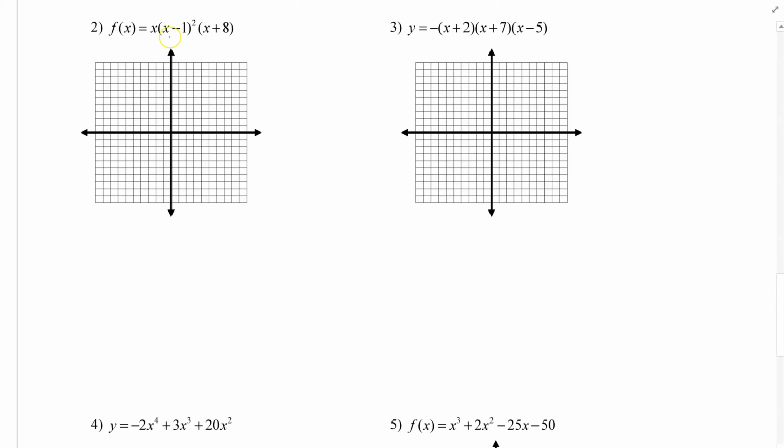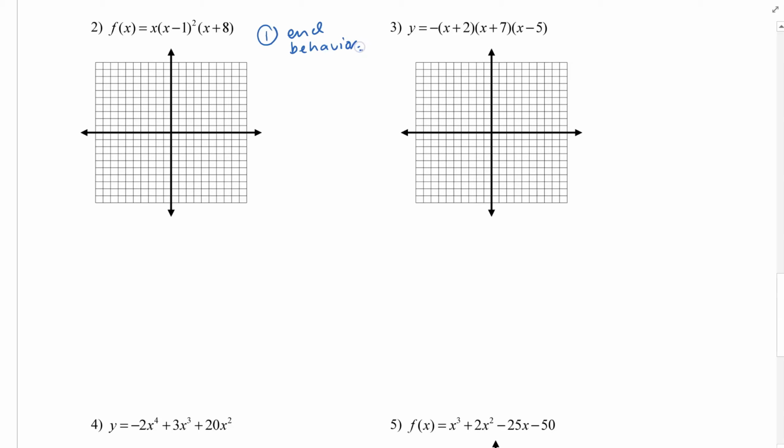Moving on to example 2 and 3, you can see that these are clearly going to be not quadratic. They're going to be more complicated than a quadratic because they have more than 2 factors. And so we're going to stick to just the 3 items listed in the steps: the end behavior, the x-intercepts, and the y-intercept. So let's just start by trying to figure out the end behavior of this equation that we see here in number 2.